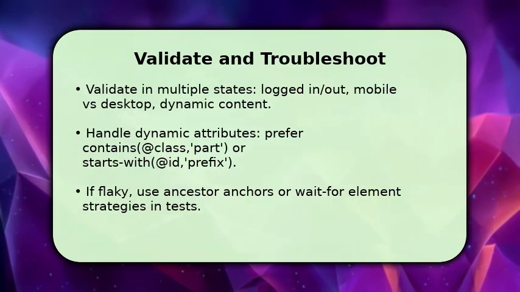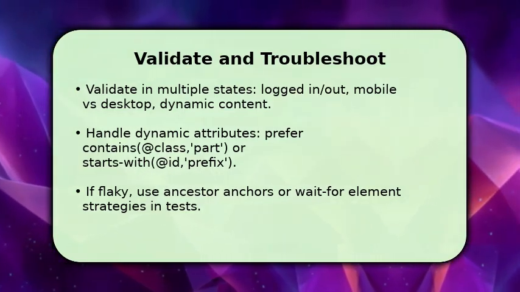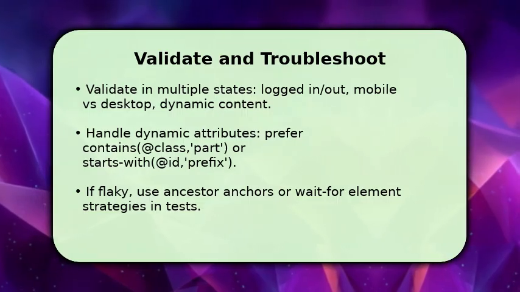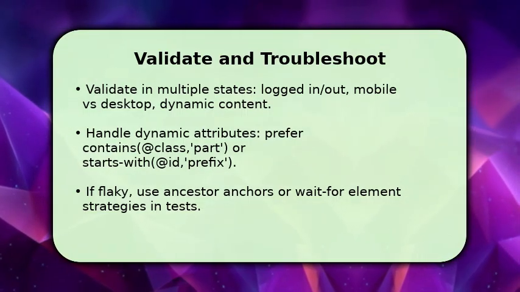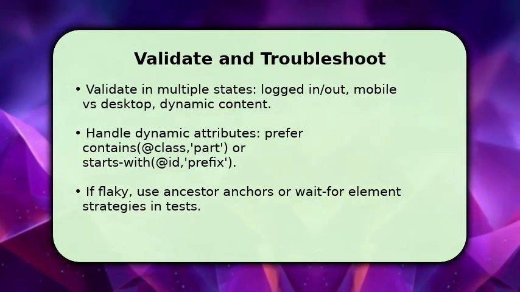If it's flaky, anchor to a stable ancestor or add explicit waits in automation so the element is present. Troubleshooting tip: when nothing matches, re-inspect for shadow DOM or dynamically injected markup and adapt accordingly.